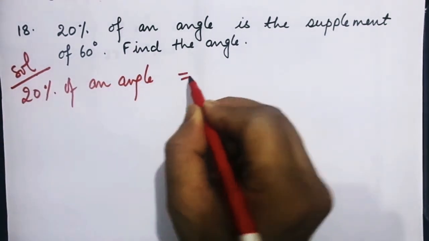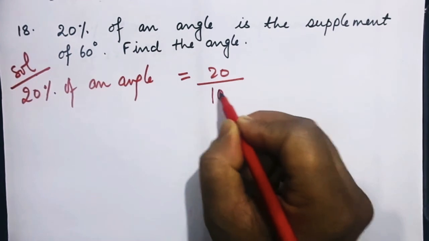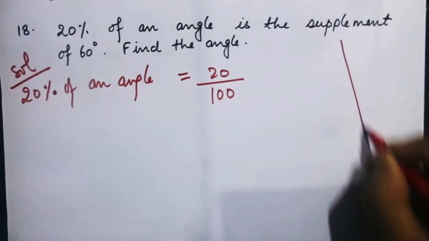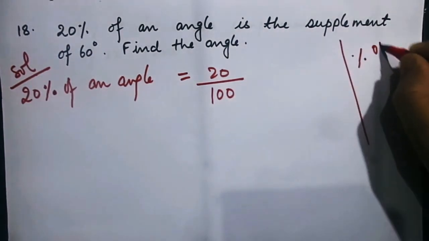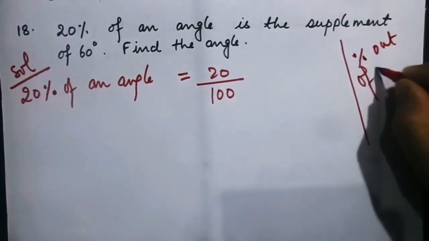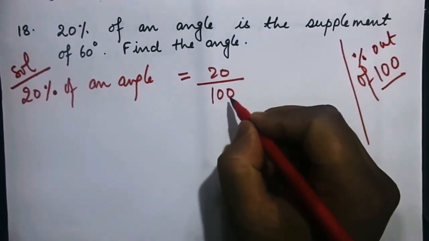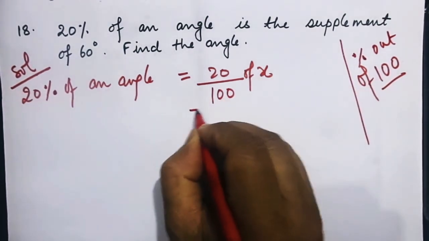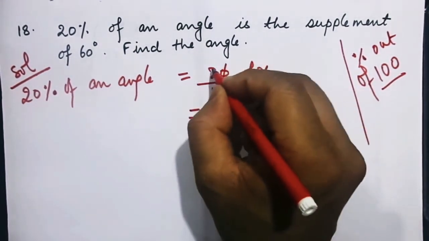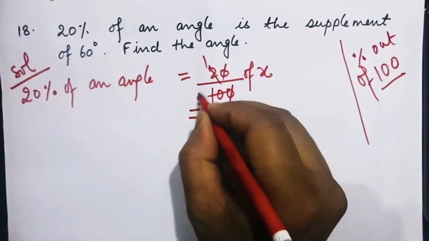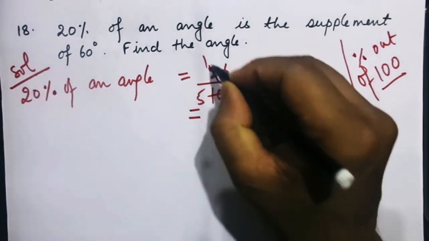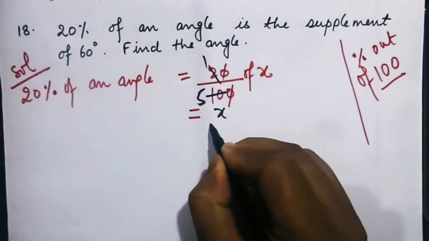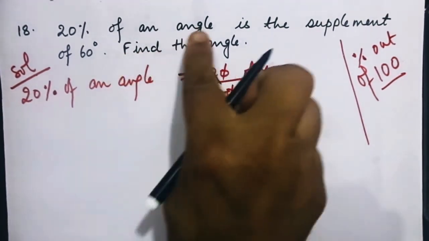So 20% means 20 by 100, means out of 100. So 20 by 100 of the angle x is equal to how much? Let us solve it. 2 1 times and 2 5 times. Okay, if we cancel it with a different pen, naturally it looks quite good. It is equal to x by 5. X by 5 is 20% of the angle.